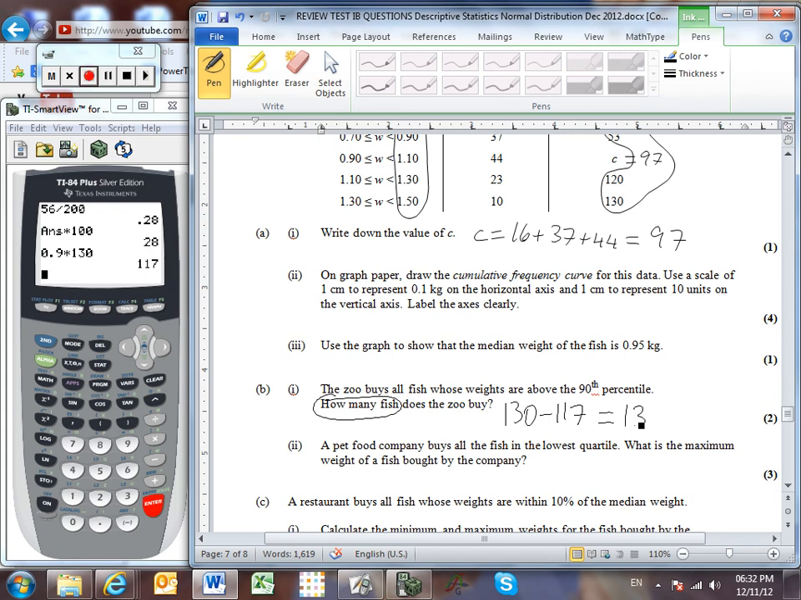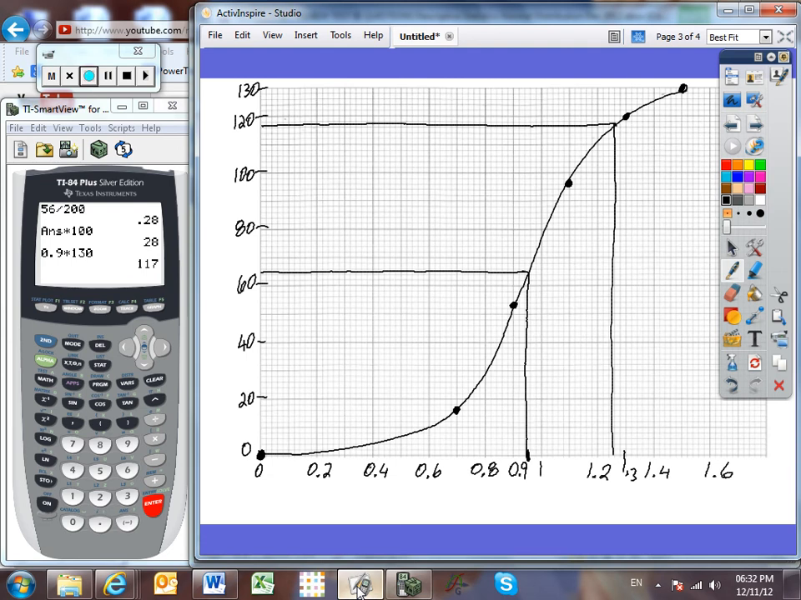Part B, a pet food company buys all the fish in the lowest quartile. Alright, lowest quartile, that's halfway between the median and the bottom. So 65 and 0 there, midpoint is 32.5. So let's trace across there. Looks to be like I'm at about 0.82 is my... Oh, I didn't label this, did I?